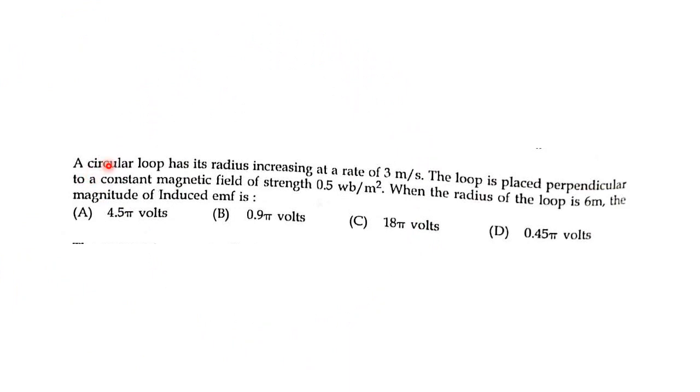A circular loop has its radius increasing at a rate of 3 meters per second. The loop is placed perpendicular to a constant magnetic field of strength 0.5 Weber per meter cube. When the radius of the loop is 6 centimeters, what is the magnitude of the induced EMF? That is what we are going to solve now.